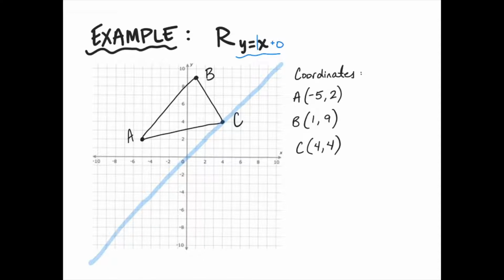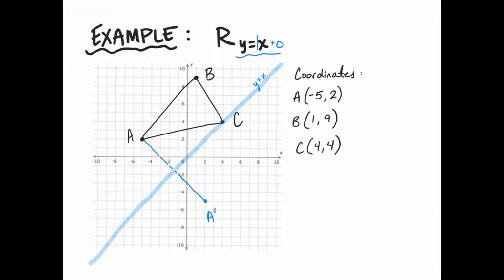Since the line y equals x is a diagonal line, I'm going to count diagonals instead of just regular units. So A is 1 diagonal, 2 diagonal, 3 diagonal, 3.5 diagonals from the line of reflection. I think that's the easiest way to do it. So when I reflect it over, I'm going to go half, 1.5, 2.5, 3.5 diagonals on the other side of the line of reflection. It's probably not the way I should do it, but it works.